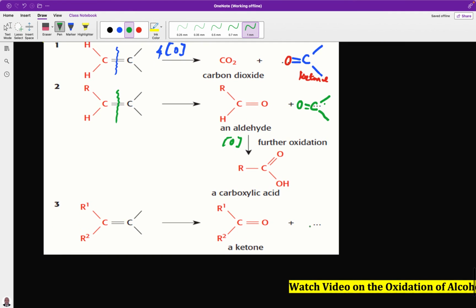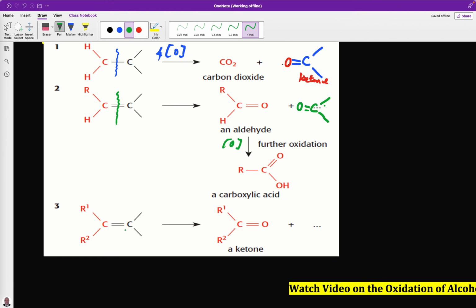Number three, this is another molecule you have been given. Okay, this R1 and R2. Under this harsh condition, this condition says where there are two alkyl groups on one side of the molecule, what happens? These are two alkyl groups. Because there are two alkyl groups there, no oxidation is going to take place.